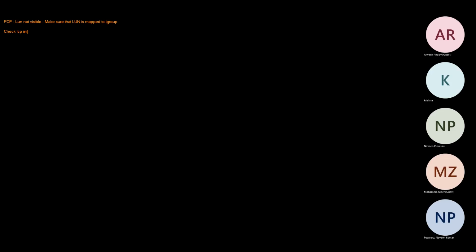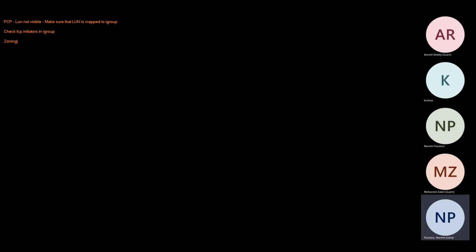Once you make sure that the LUN is mapped to the igroup, then check the initiators in the igroup. You need to check the initiator status, whether they are logged in or not logged in. If initiators are logged in and I'm still not able to see the LUN, then it might be an issue with the zoning. We do configurations at the switch level, right? If initiators are not logged in, then you need to check the zoning and all.